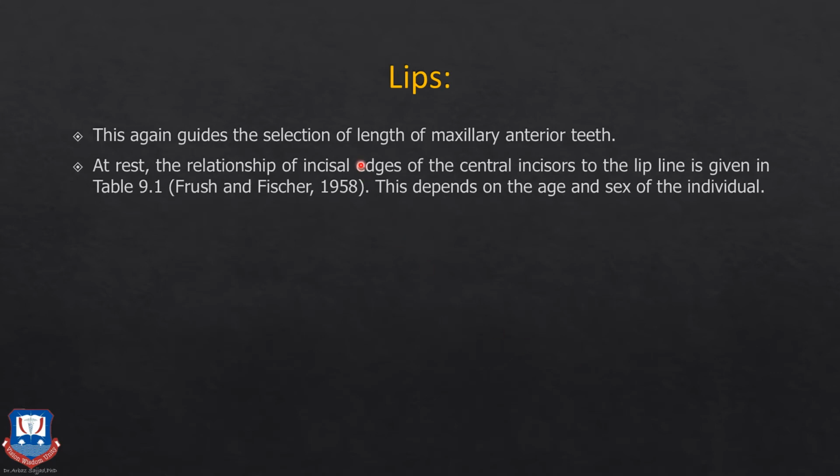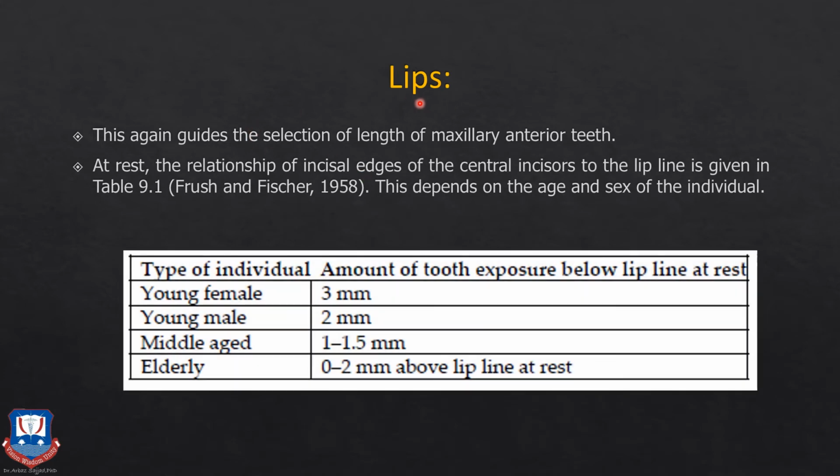Next, coming to the lips. Lips also serve as factors in the selection of the anterior teeth because lips will generally determine the height of the anterior maxillary occlusal rim. So depending on the height, we can select a longer or a shorter tooth mold. In females, generally a 3 mm display of teeth is preferable, whereas in males a 2 mm display is preferable.